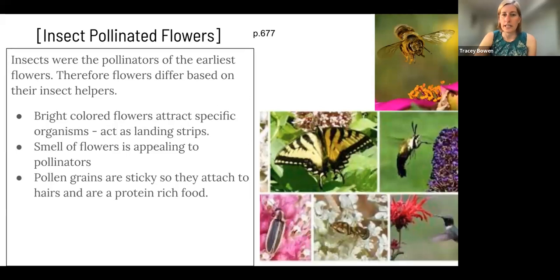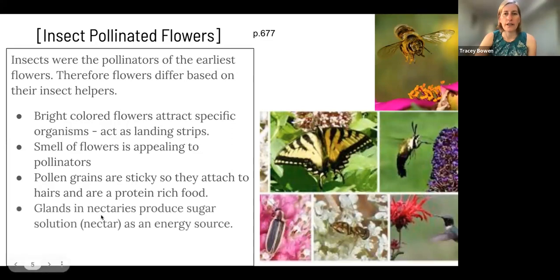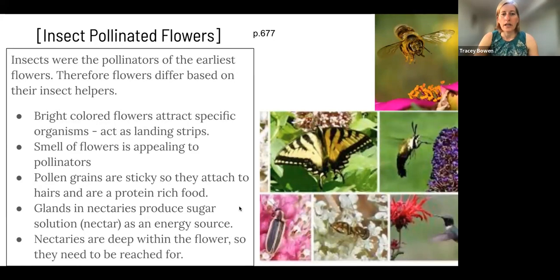The smell of flowers is appealing to their specific pollinators. The pollen grains are sticky, so they will attach to the hairs of the pollinators, and they're also a good source of protein so that pollinators get a snack when they're coming to the plant. And in flowers, there are glands called nectaries that produce sugar solution as an energy source for their pollinators. Nectaries are deep within the flower, so they need to be reached for, and that causes the insect to wipe itself all up on its body on the anthers, which then rubs the pollen onto their bodies.